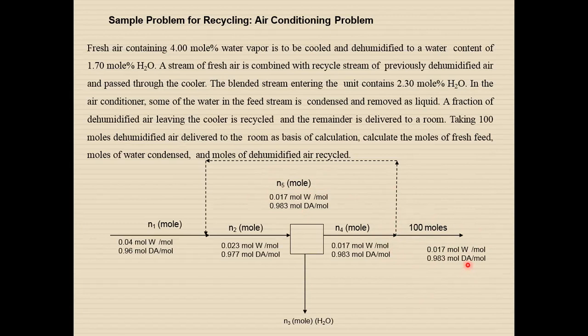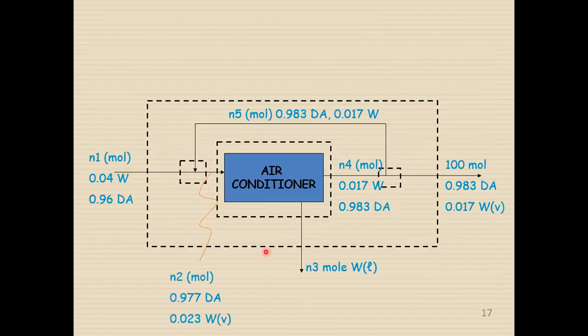First, we apply the overall degree of freedom analysis. In the overall degree of freedom analysis, we have only two unknowns: N1 and N3. When you draw a boundary line across this air conditioner, there are two output streams, N1 and N3, both unknown, and the third one is the N2 stream. So you have two unknowns, and you may apply two balance equations, one water balance and second a dry air balance.